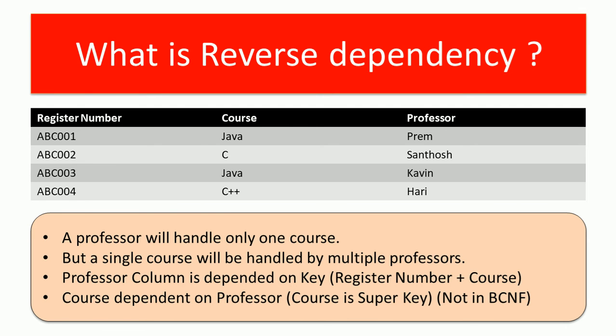And we will jump to the third column, professor. Whether this professor column can be fixed as primary key, it is not possible because for a single professor, there will be multiple students who register for a course under that professor's name. So this column is also not possible. So we can conclude that individually all the three columns are not suitable for primary key.